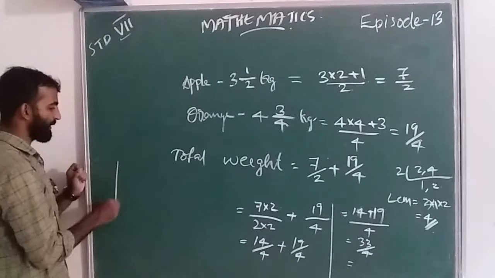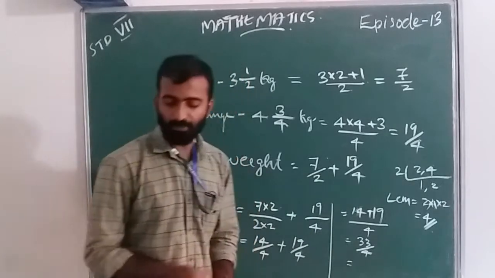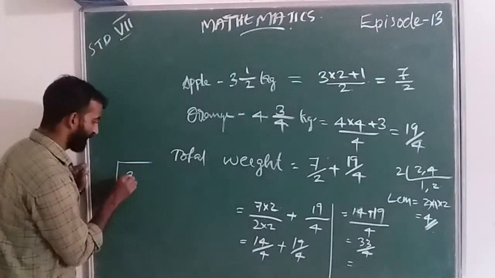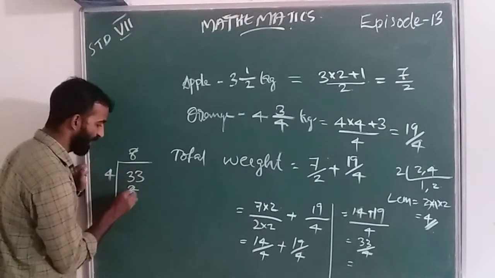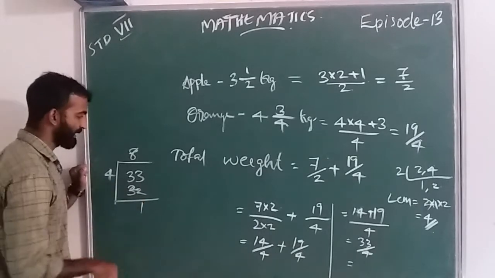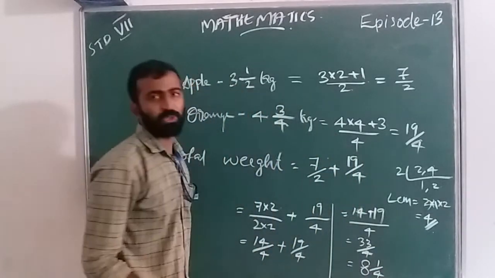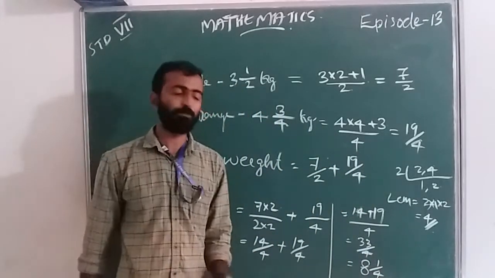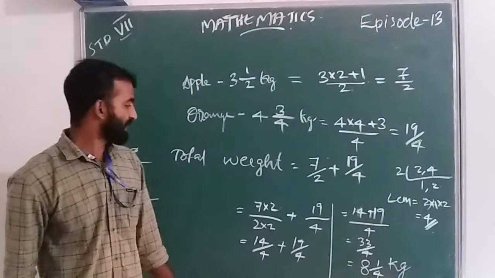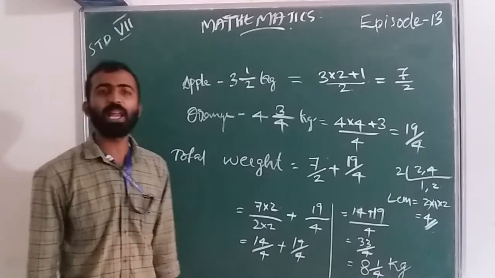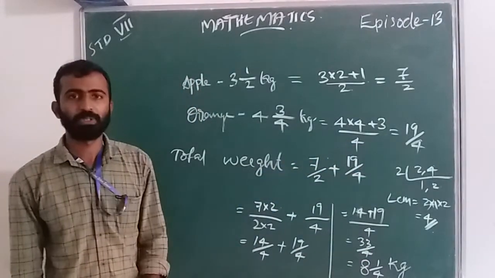We can find the mixed fraction. 33 by 4 is an improper fraction, so we can convert it into a mixed fraction. That is 8 times 4 is 32, remainder 1, so 8 and 1 by 4. The answer is 8 and 1 by 4 kilos. The total weight of the fruits is 8 and 1 by 4 kilos. Any doubt?